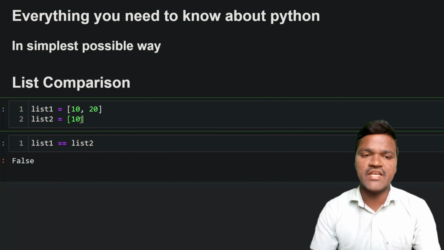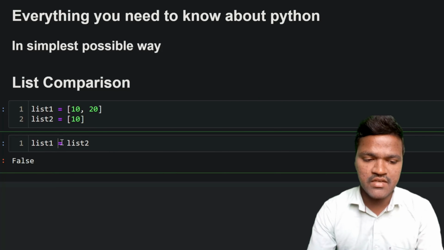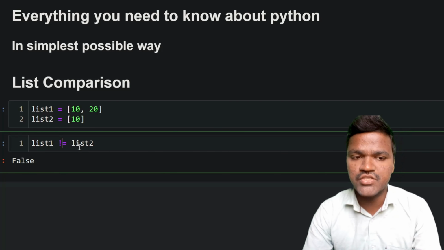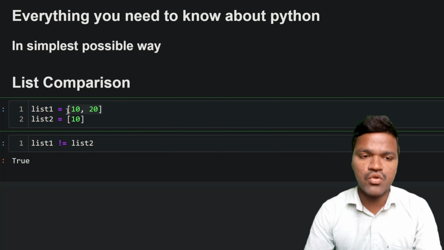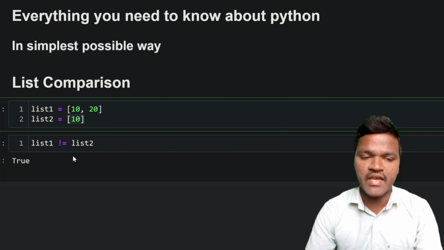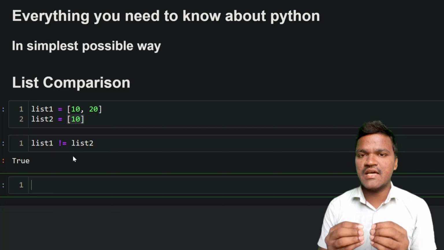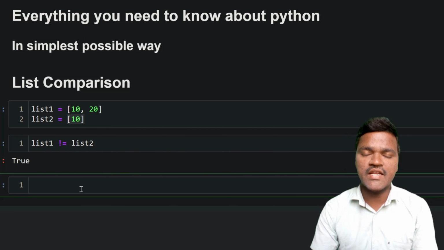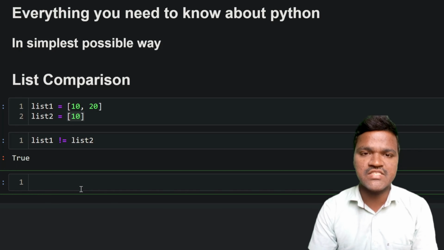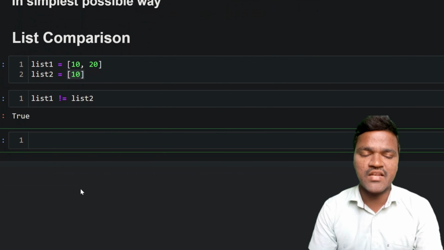So this is the simple way that we can know. If I write list1 != list2 and execute this, we get True, because list1 and list2 are not the same, right? For that reason we are getting this particular result as True. So this is the comparison with equal to or not equal to. Let us do some more comparison with greater than and less than as well.